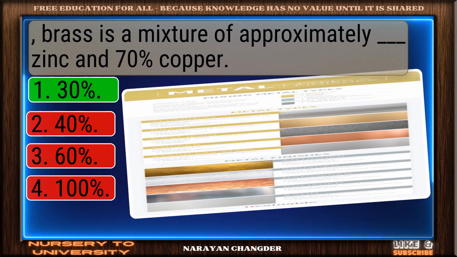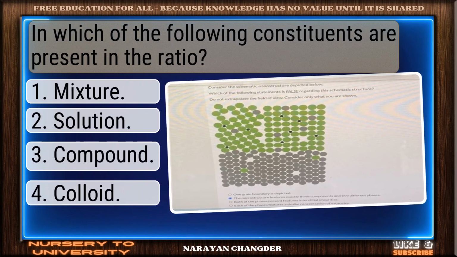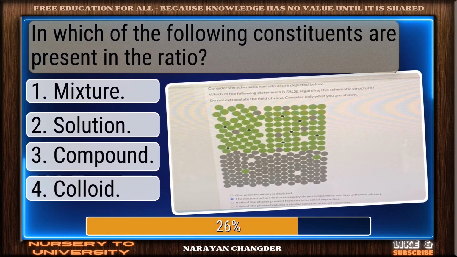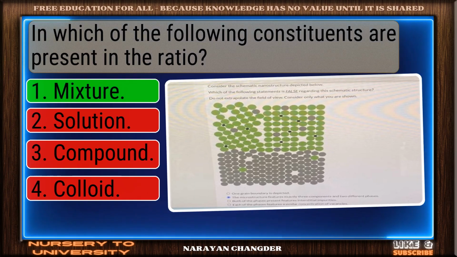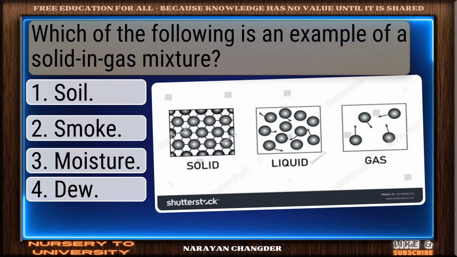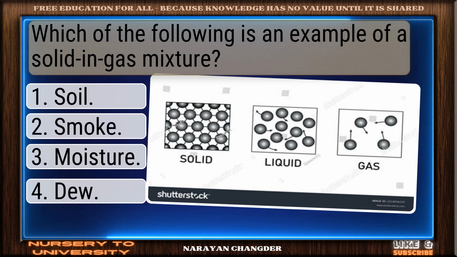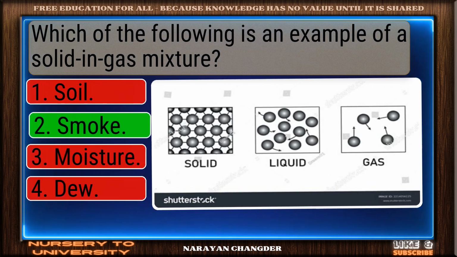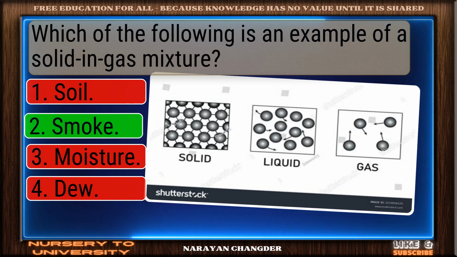Right choice. 30% is the best answer. Question number 122. In which of the following are constituents present in a fixed ratio? Perfect. Mixture is the correct choice. Question number 123. Which of the following is an example of a solid in gas mixture? Great thinking. Smoke is the right choice.